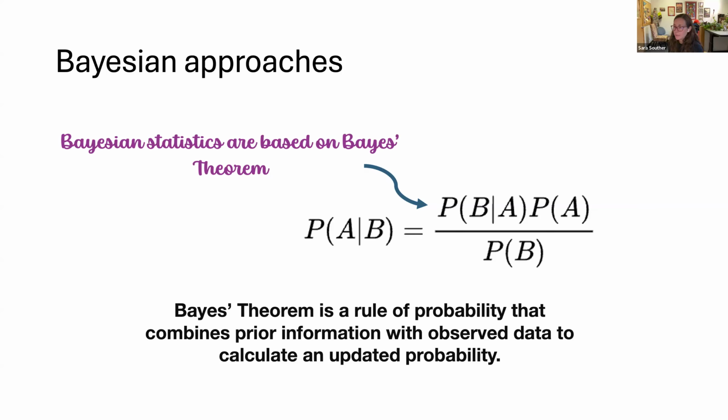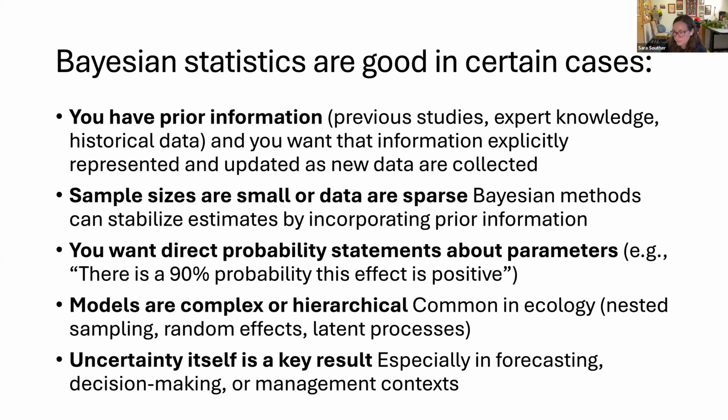So Bayesian approaches are built on Bayes' theorem, which is here in this slide. At its core, Bayes' theorem is a rule of probability that formalizes how we learn from data. It combines what we already knew before collecting data, that's referred to as the prior, with information from our observed data in order to produce an updated belief about some unknown parameter. Think of it like this. You start with an educated guess, you collect data, and then you update your guess based on what you found. This is just, in a nutshell, what Bayesian statistics do.